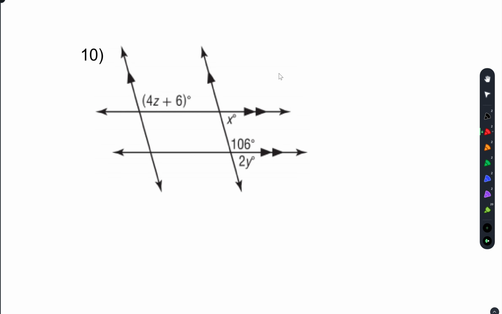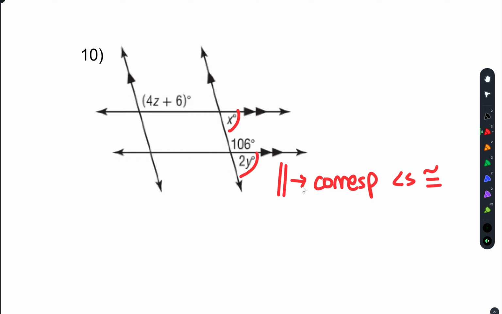Caitlin. How do you know that? Yes. I'm actually going to write that as its proof reason. Parallel lines imply corresponding angles are congruent. Perfect. I need to fill that in, though. How am I going to figure out what either 2y or x is?